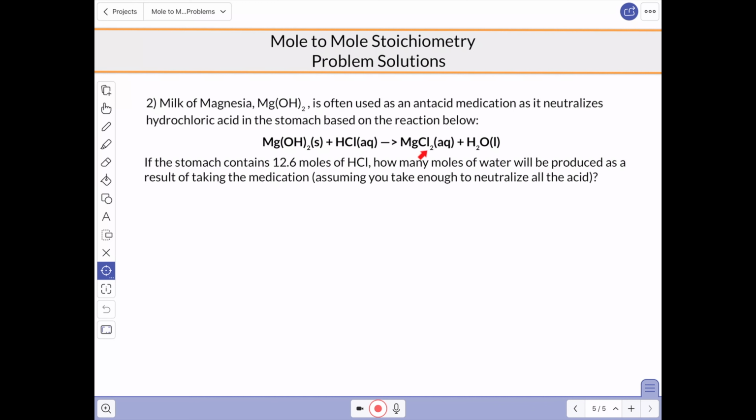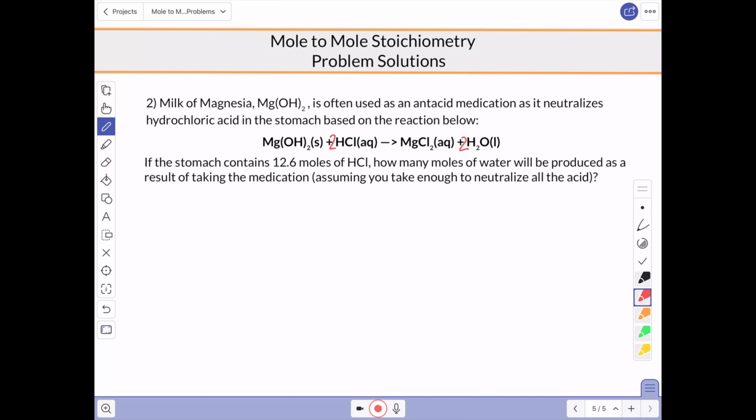Well, I've got 2 chlorines over here, which means I need to have 2 chlorines over here. So let's make sure that we do that. So it gives me 2 hydrogens on the left, plus another 2 from the hydroxide. So I need 4 on the right. So that gives me 2 oxygens, which balances my oxygens out.